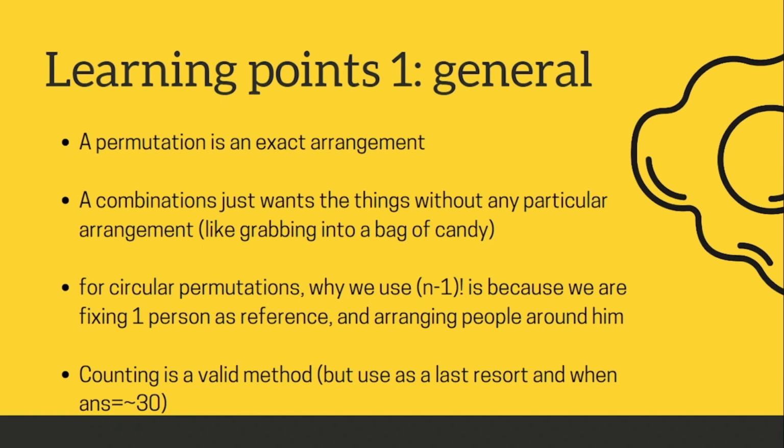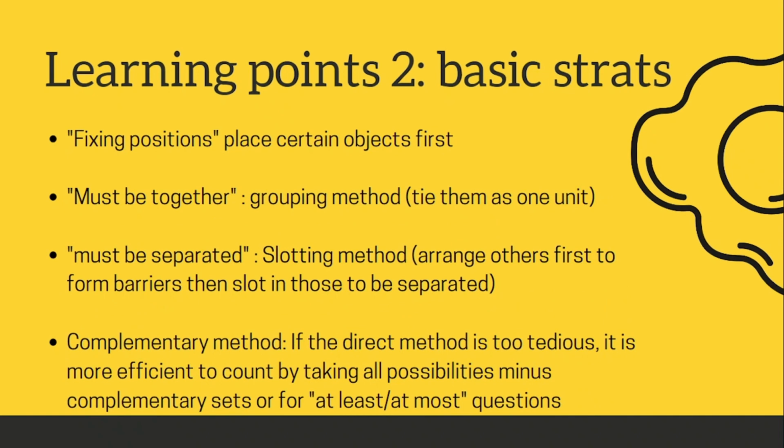Then for circular permutations, why we use n minus 1 factorial is because we are fixing one person as a reference, and then we arrange the people or objects around him. Then counting is a valid method, but usually use this as a last resort and when the answer is less than 30 or around there.